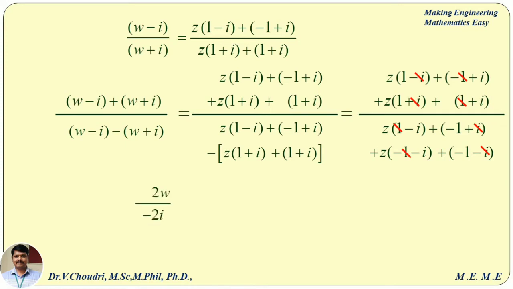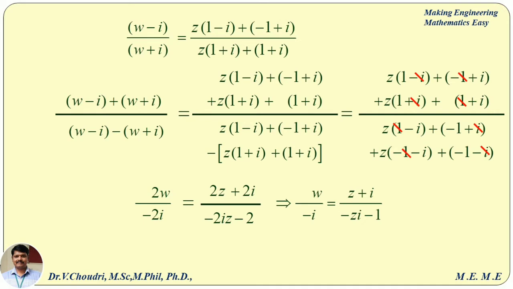Therefore, 2w by minus 2i equals 2z plus 2i divided by minus 2iz minus 2. Cancelling 2 on both sides, we get this result. And multiplying minus and minus, we get w by i equal to z plus i divided by zi plus 1.